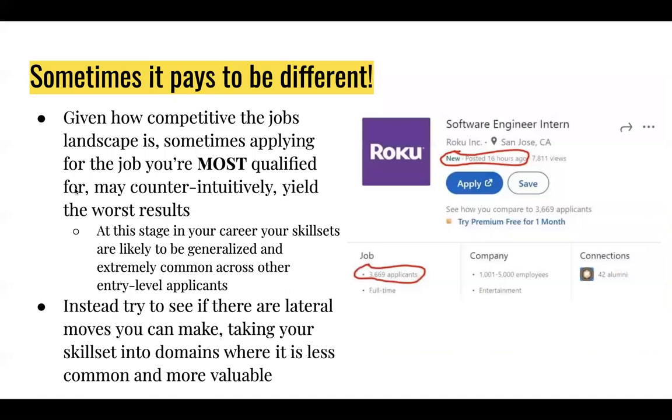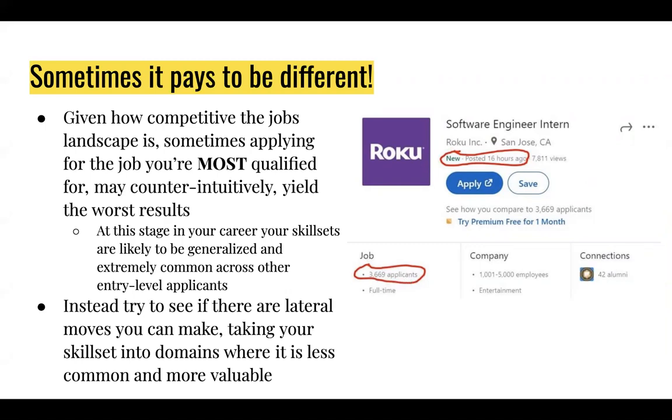One other thing I'm going to mention when you apply, and this is an important lesson that I learned, and one I've leveraged successfully: when you are applying, it often pays to be different. This was just one example. I used this as a meme last time, and I thought it was a great example. Okay, software engineering intern, right? This thing was posted 16 hours ago, almost 3,700 applicants in that time.